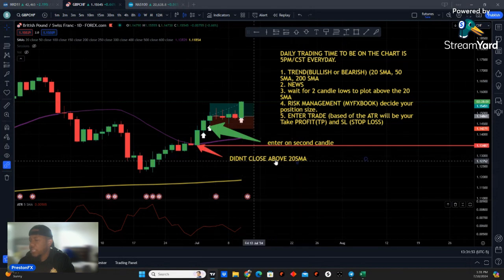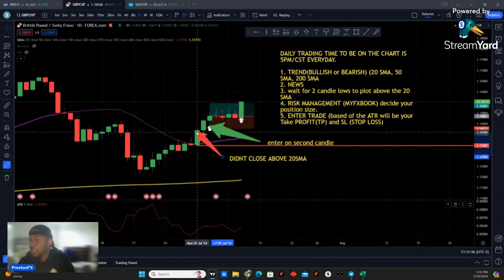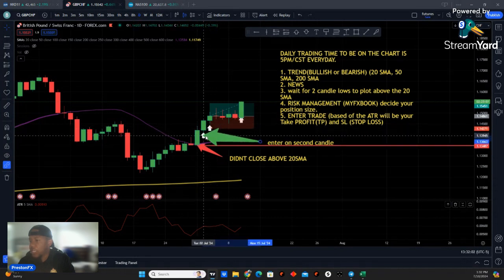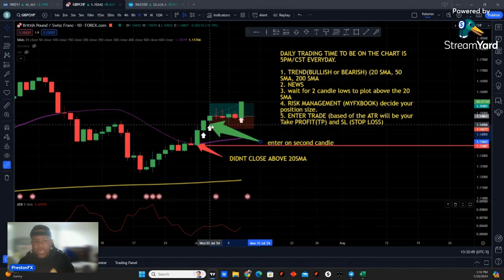Did not close above the 20. Yes, this did up here, but I want the whole candle completely above. If you look right here, it's the first one. This happened on the 2nd of July. I had to wait a full day, wait a second day, the 3rd of July.